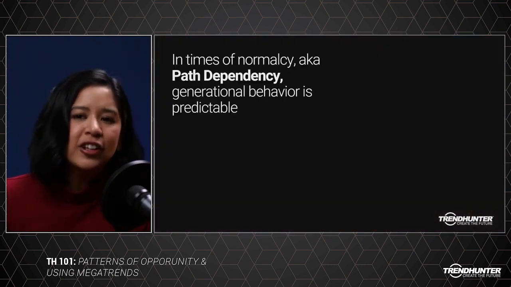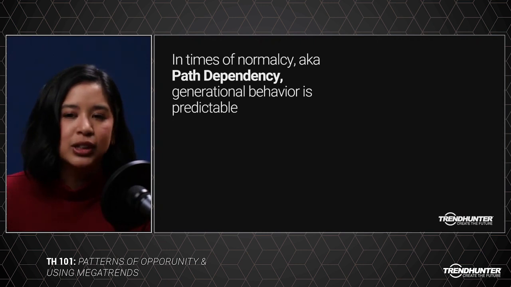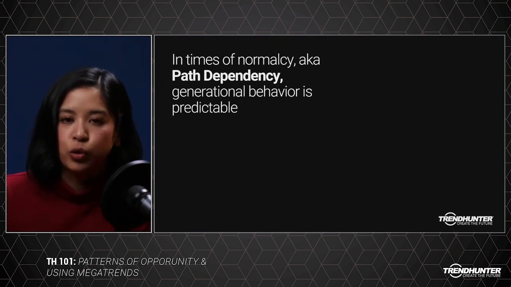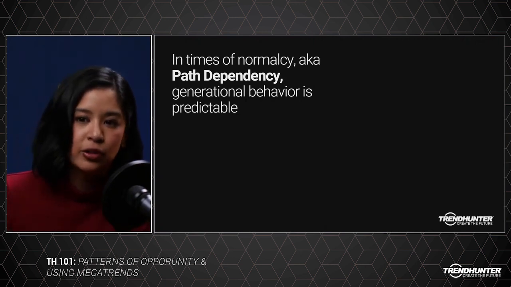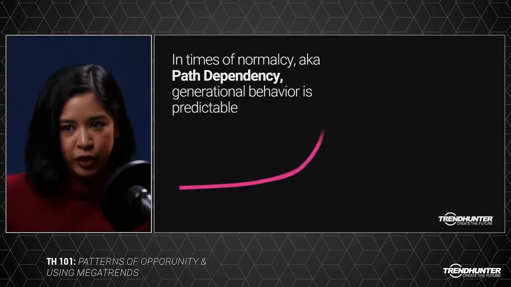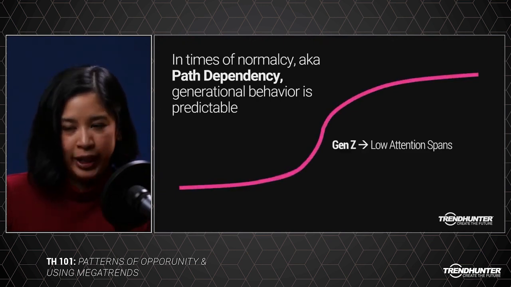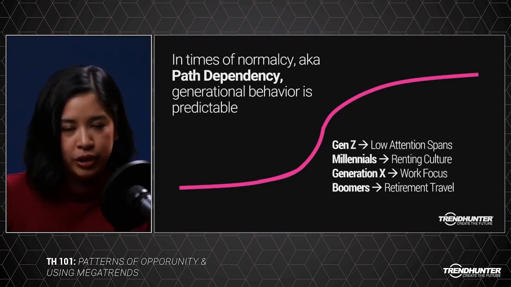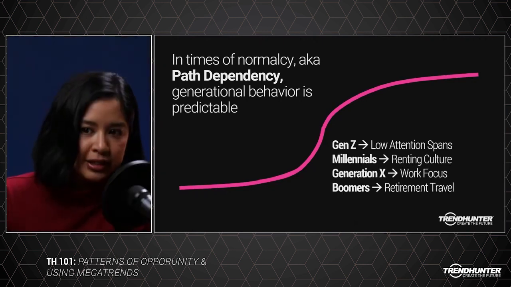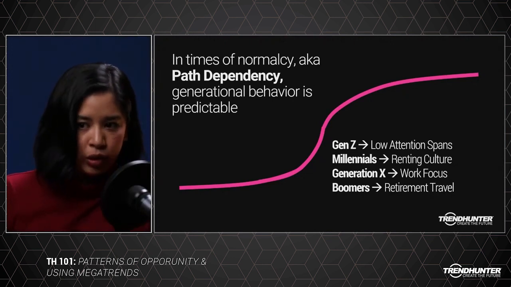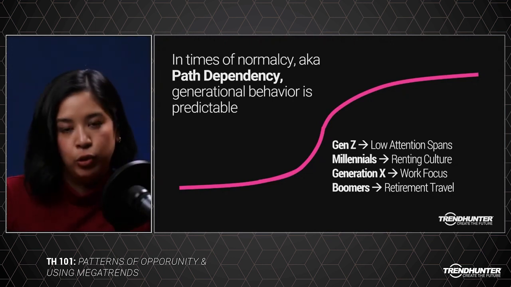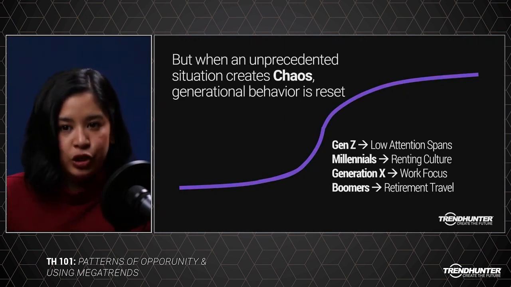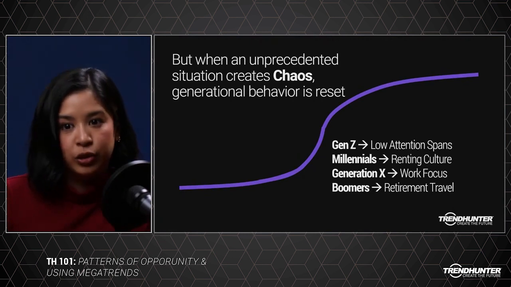But of course, the definition of what it means to age is always disrupted in times of change. When things are normal, or what we call the path dependency era here at Trend Hunter, generational behavior is very predictable. It's very linear, right? You take the formula of the age that a generation is at and you combine it with their shared experience. Or baby boomers love to travel when they're retired. But as I said, unprecedented situations create chaos and reset generational behavior.